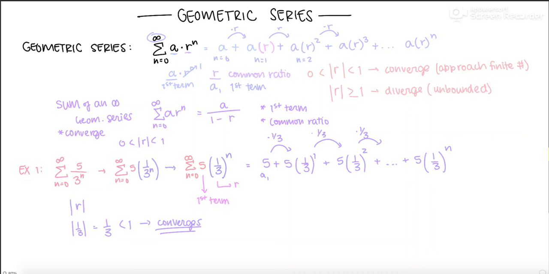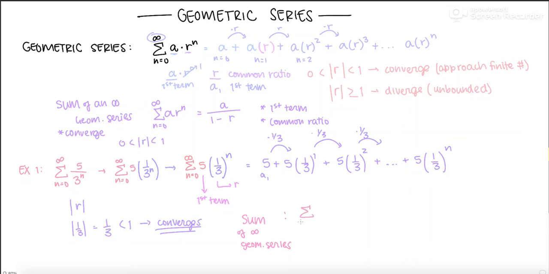All right, so if we know the series converges, why don't we find what it converges to? And what is that called? That is called our sum, the sum of that infinite geometric series. And how do we find that sum? Well, just use the formula we have up above here.